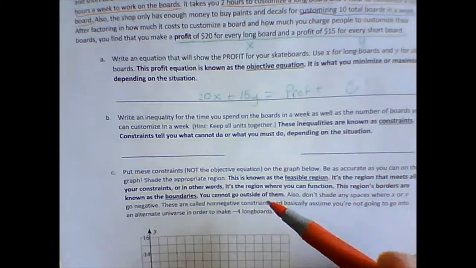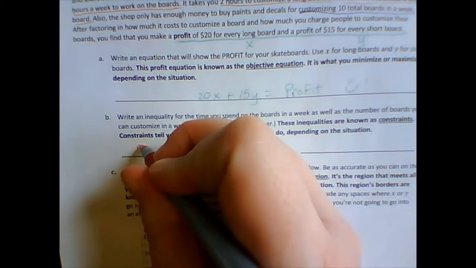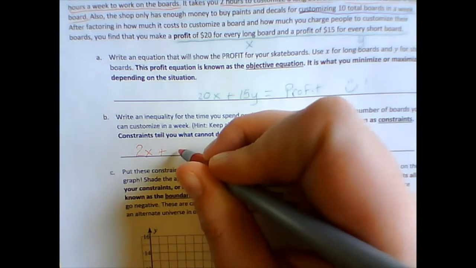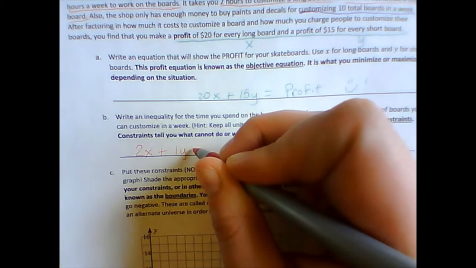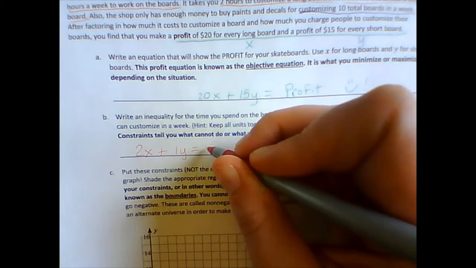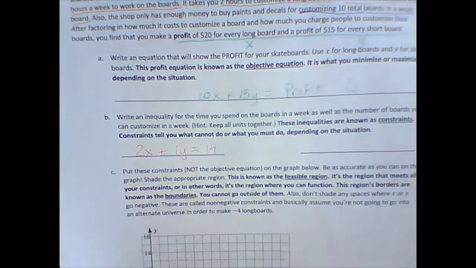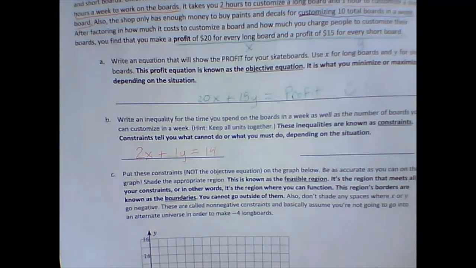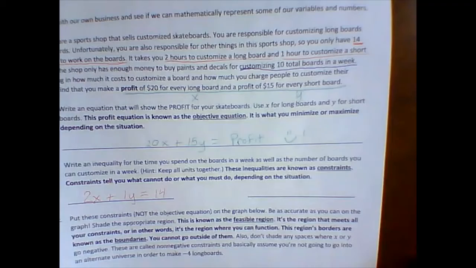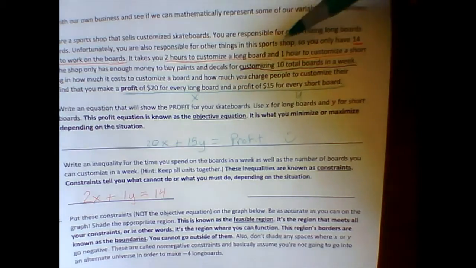Long boards were X, so I'm going to create 2X. That's 2 hours for every long board, plus 1Y. That's 1 hour for every short board. And altogether, they can be up to 14 hours, but they can't go over 14 hours. So we're stuck at 14 hours, okay? We had another limit. We had a limit on materials.